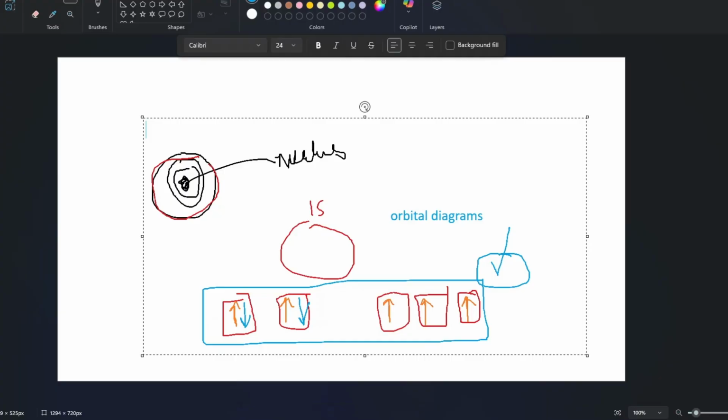So I will remove that. I don't know how to remove this. There we go. Okay.